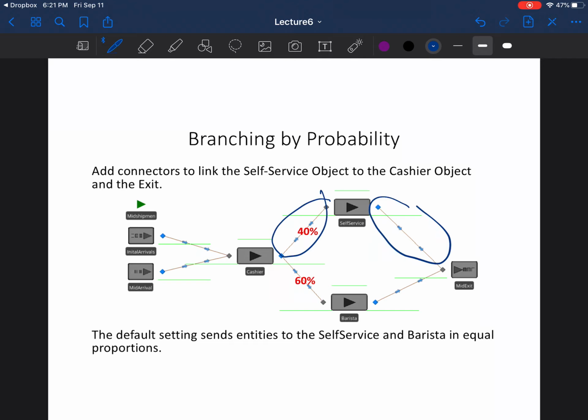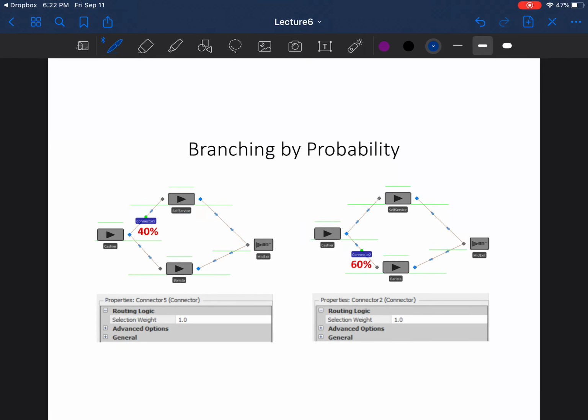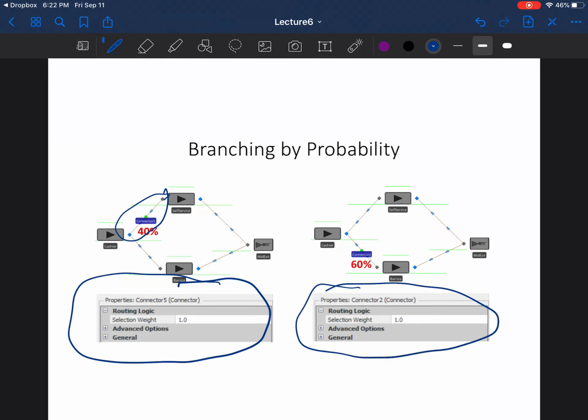And the default setting for these connectors have properties as well. They're going to send entities to the self-service and barista in equal proportions. Okay, so how do we see that? Well, if you select the connector and you look in the far right at the properties menu, you'll see the selection weight is 1. And if you select the connector going down to the barista, you'll see that the selection weight is also 1. So those both have equal selection weights, and so if you were to run this, Simio would generate random numbers, and half the time, probabilistically speaking, it would send it to the barista and half the time to the self-service.